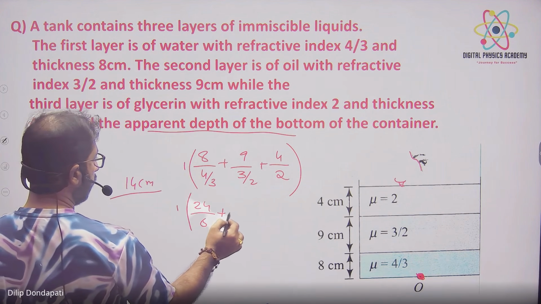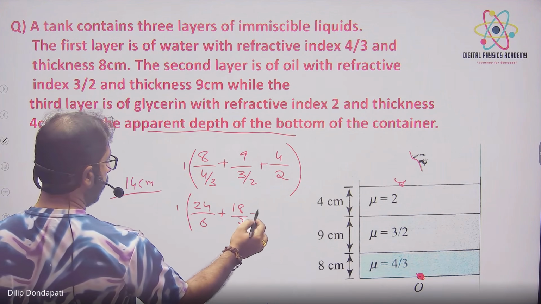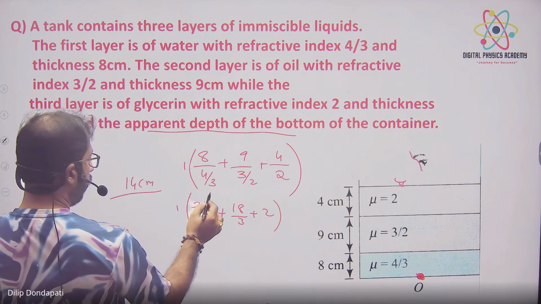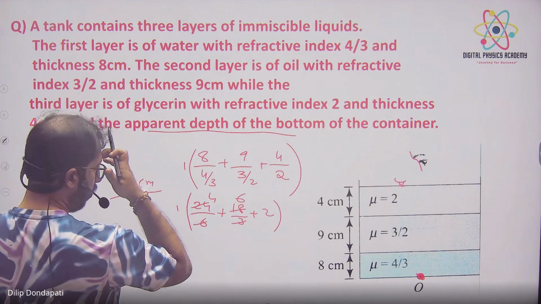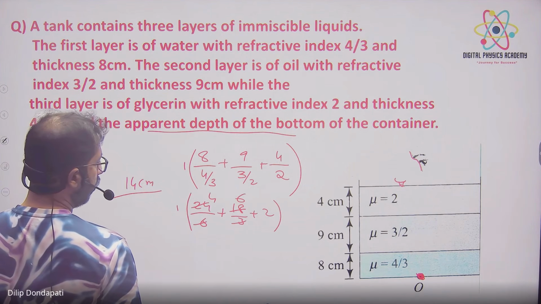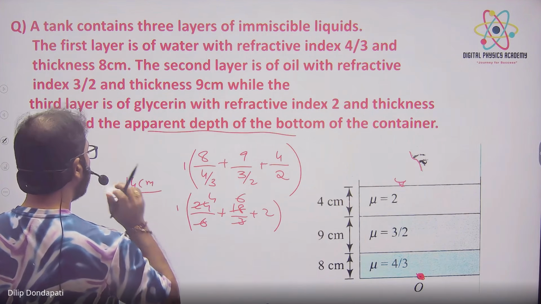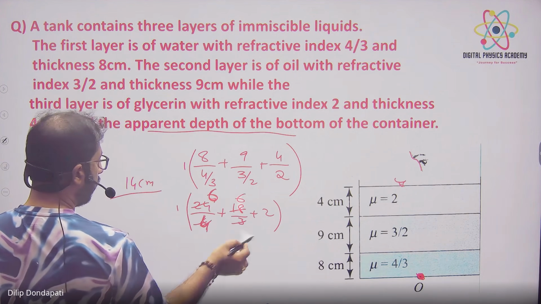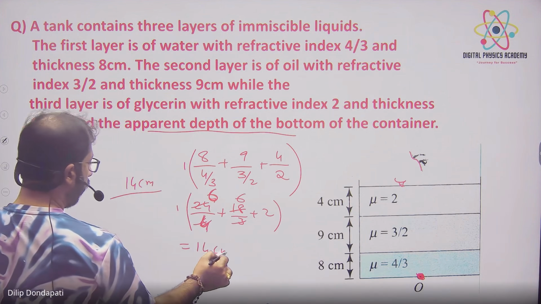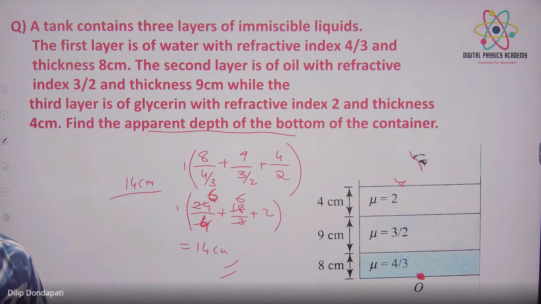24/6 plus 18/3 plus 2. 4, 6, 8 plus 4 is 12. 24/4, right, oh sorry, 4, right, 6. So 12 plus 2, it is 14 centimeters away.